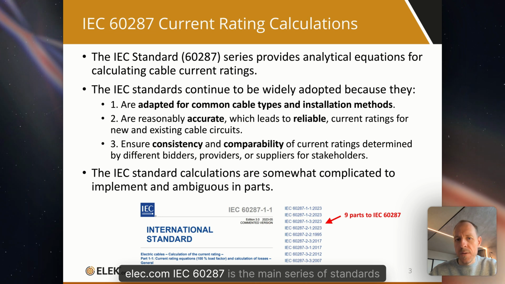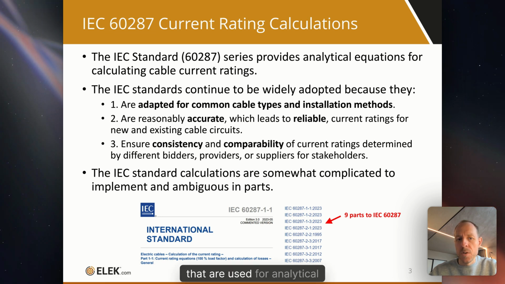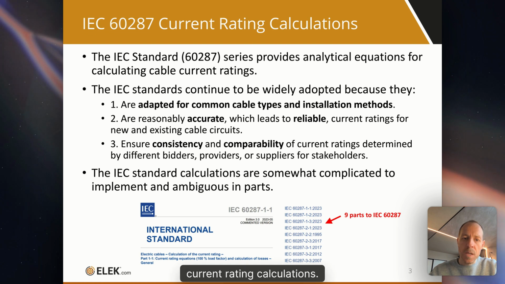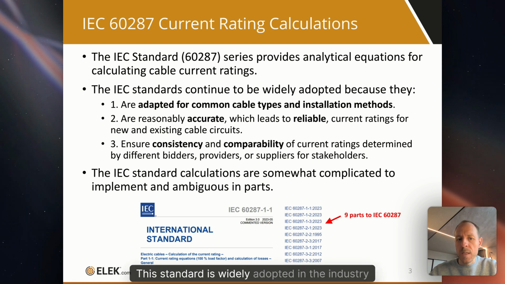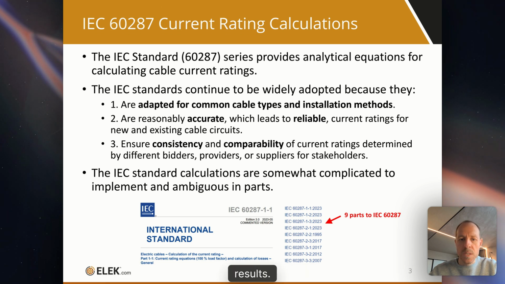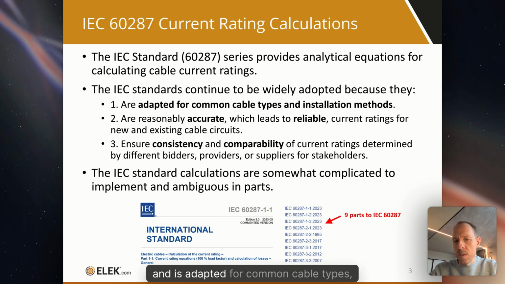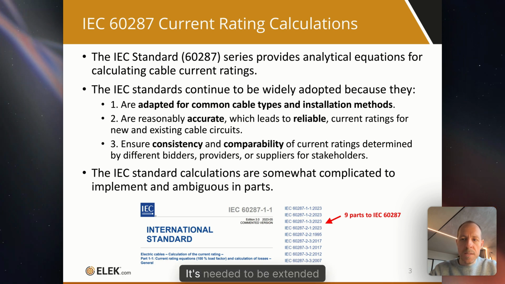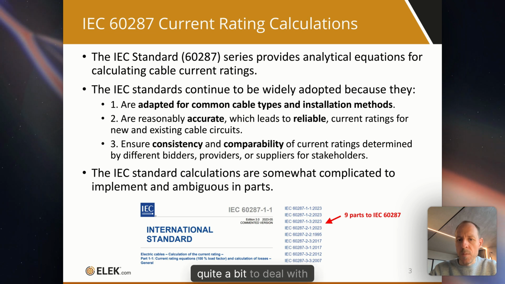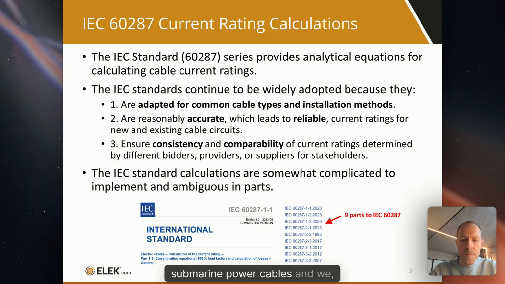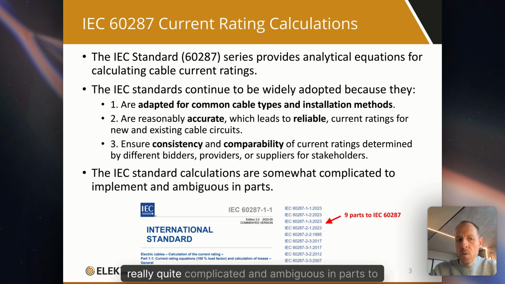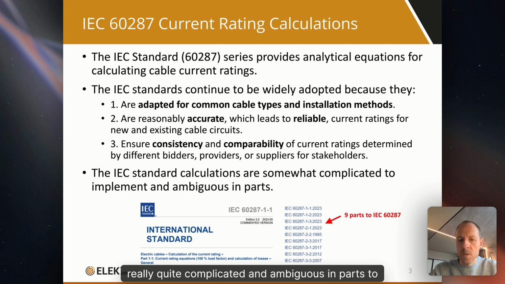IEC 60287 is the main series of standards that are used for analytical current rating calculations. This standard is widely adopted in the industry and allows us to produce consistent and comparable results. It's regarded as reasonably accurate and reliable and is adapted for common cable types, modern cable types, and installation methods. It needed to be extended quite a bit to deal with submarine power cables, and we've done that in our software. There are 9 parts to the standard, and it's really quite complicated and ambiguous in parts to implement.